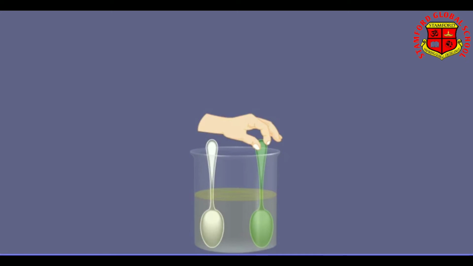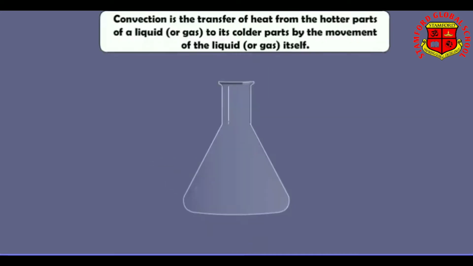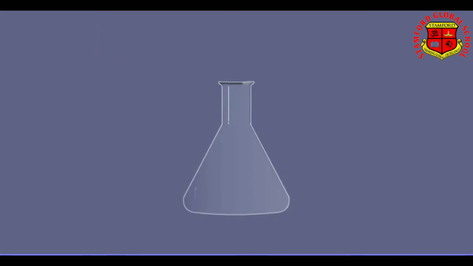Convection in water. Convection is the transfer of heat from the hotter part of a liquid or gas to its colder parts by the movement of the liquid or gas itself. We can see the path of convection currents of hot and cold water taking place during the heating of water by dropping a crystal of a colored substance called potassium permanganate into the water to color it.